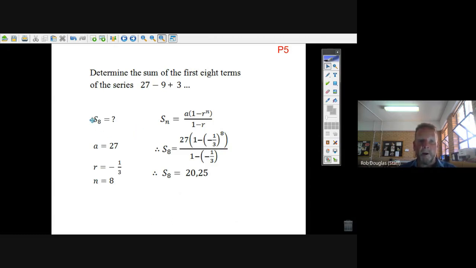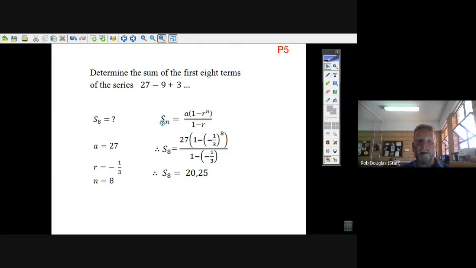You're looking for S8, the sum of 8 terms in a geometric series. And you know that the first term is 27. If you want to find what's called the common ratio, all you have to do is divide two consecutive terms. You can go minus 9 over 27. That reduces to minus 1 over 3, or 3 over minus 9. It's minus 1 over 3. That's the common ratio. And you know what n is in this problem? You're looking for 8. The sum of 8, n equals 8.